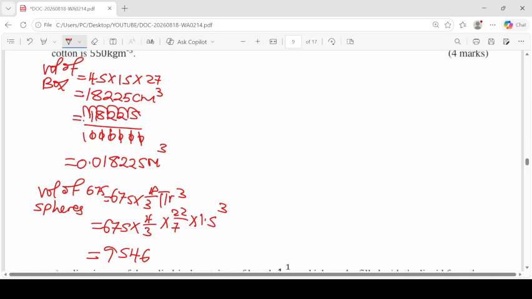Have I done this multiplication well? Let me cross-check again. Let me have my calculator reset for high accuracy and repeat that process. It comes to 9546.428571 cubic centimeters.